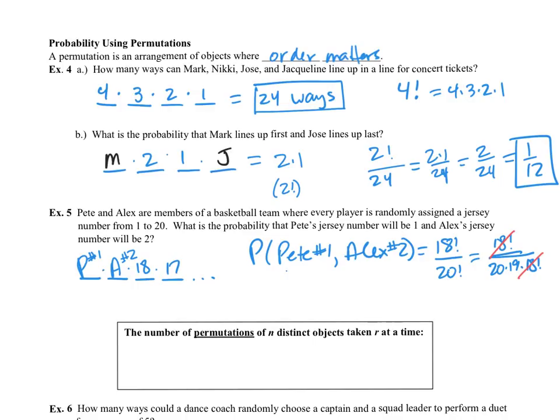So that means all we have to do is multiply 20 times 19 to get our final answer, and our final answer is the probability of Pete randomly getting jersey number 1 and Alex randomly getting jersey number 2 would be 1 over 20 times 19, or 1 out of 380.